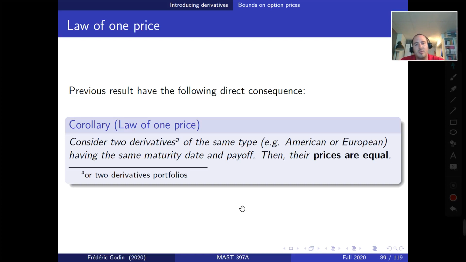It says that if we have two derivatives or portfolios of derivatives of the same type, so let's say two American options or two European options, which have the same maturity date and the same payoff, then their prices must be equal. Again, we've assumed that these are options on the same underlying asset. Basically this says that if you have two options which have exactly the same payoff, then they must have the same price, and this is pretty obvious.